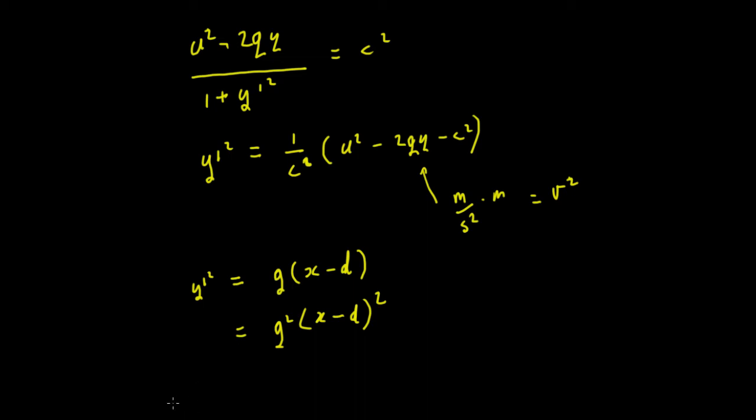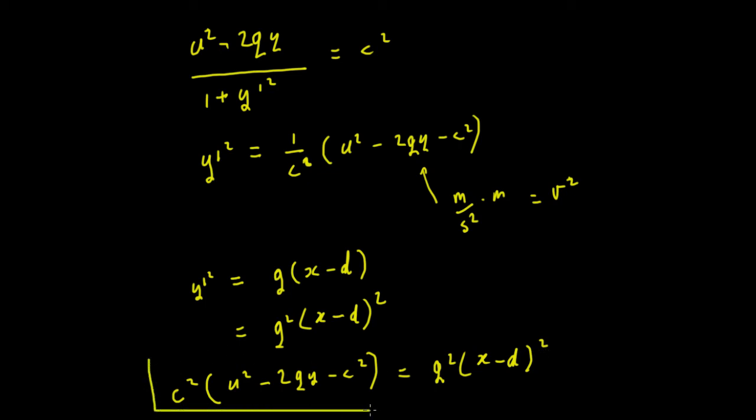So you end up with our value of c squared: u squared minus 2gy minus c squared equals g squared x minus d all squared. Okay, so I'll put a bracket around that because that's the equation that's been derived in the Fox book, which I'm covering.